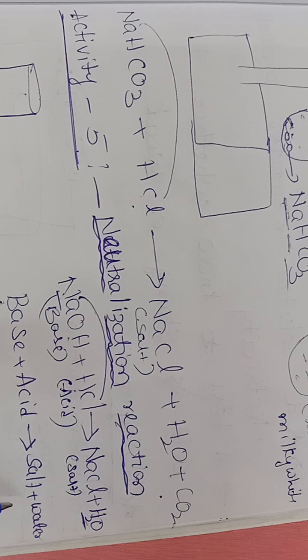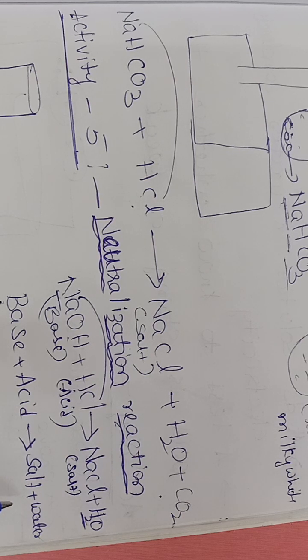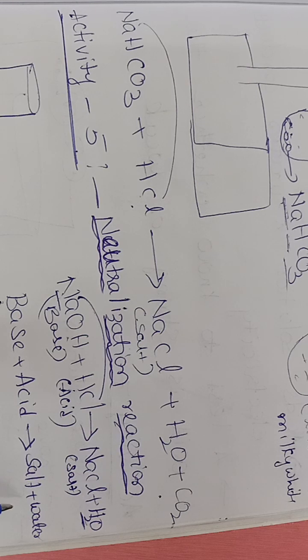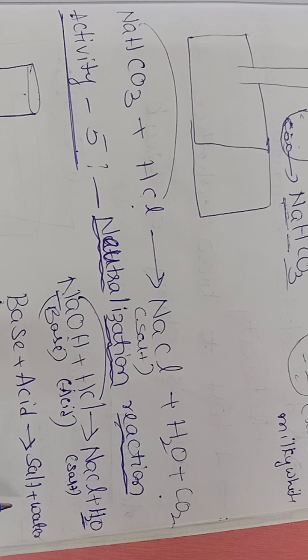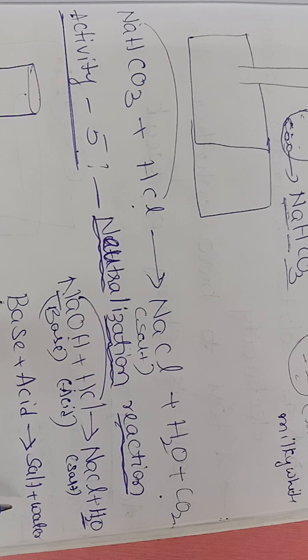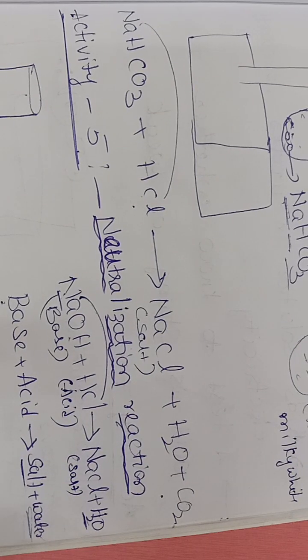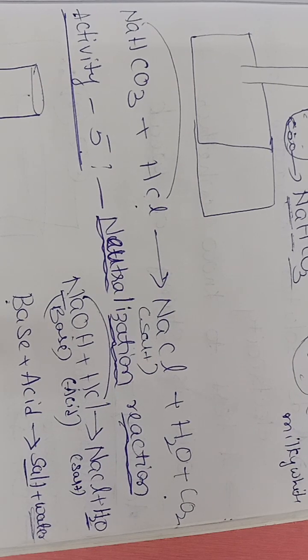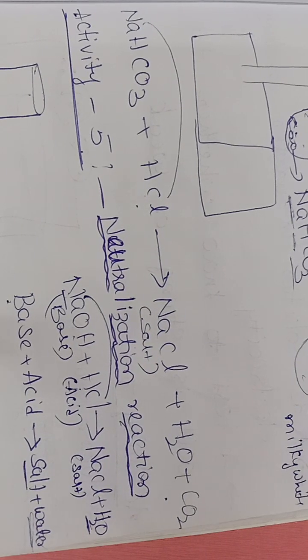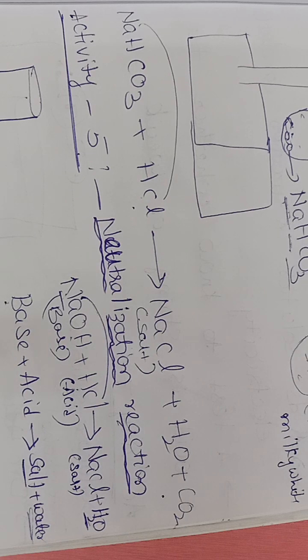Right? If a person is suffering from acidity in your house, what will you do? Generally, they immediately take Eno. What is the nature of Eno? It is basic in nature. Right? What is there in the stomach? Acid. So what are you adding to the stomach? Base. So you are neutralizing the reaction. What is happening? Salt and water form. You are killing the acidic nature by adding base. That is called a neutralization reaction.